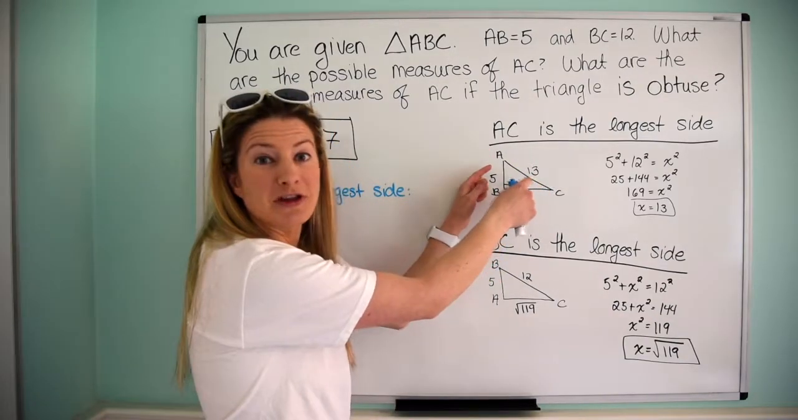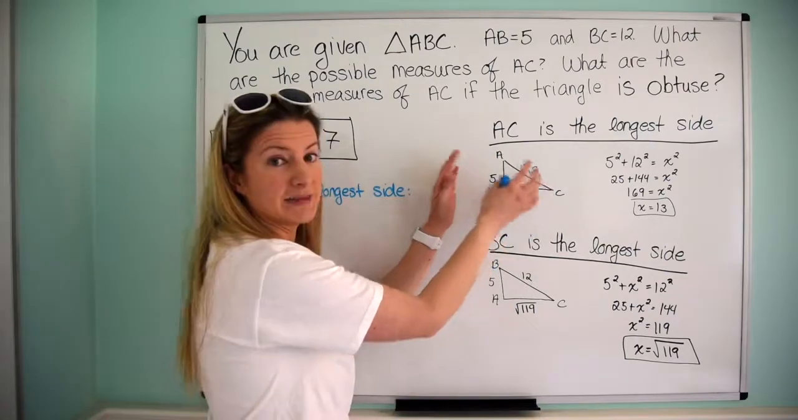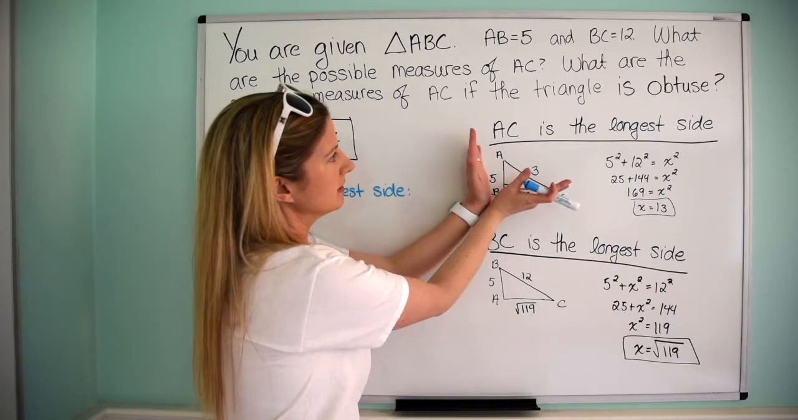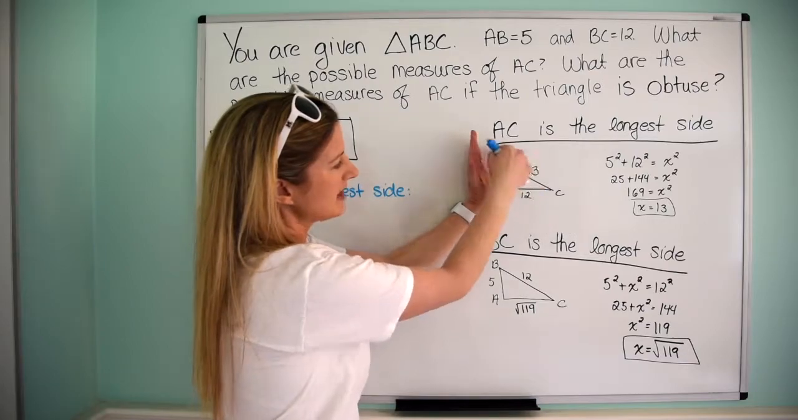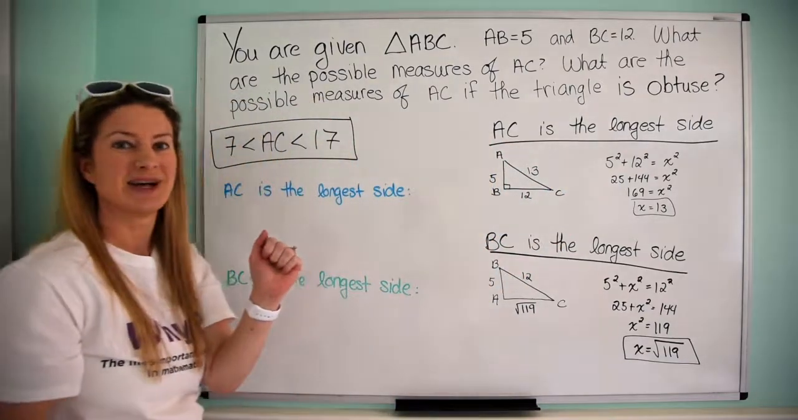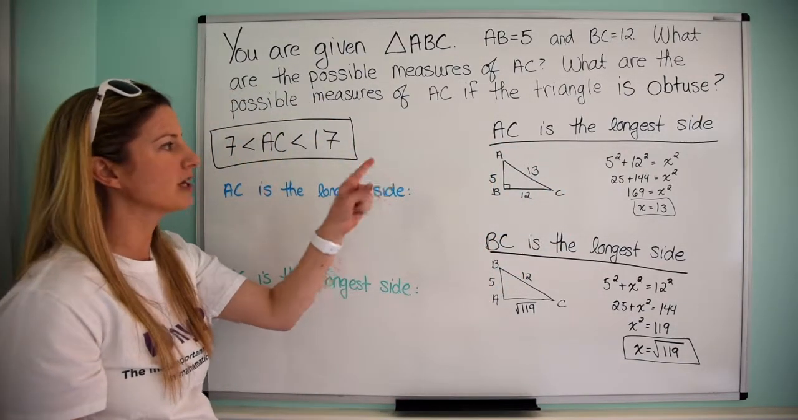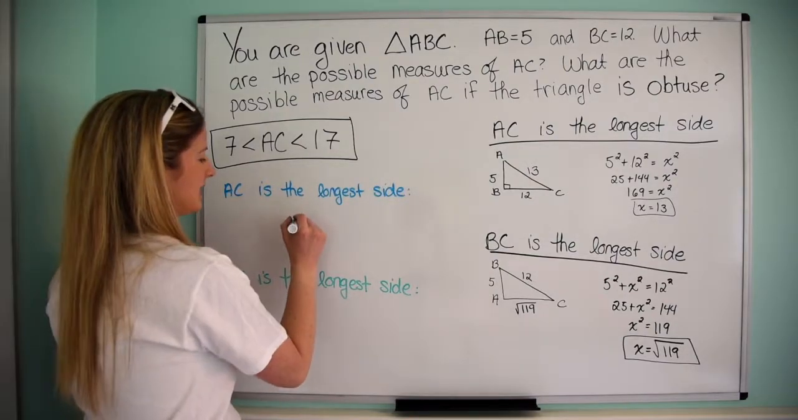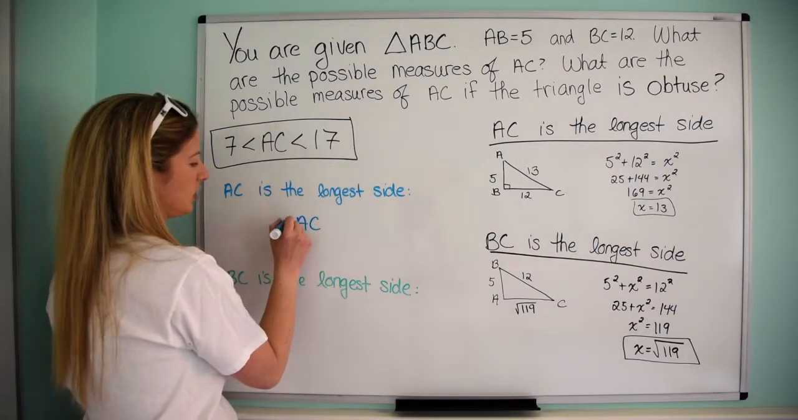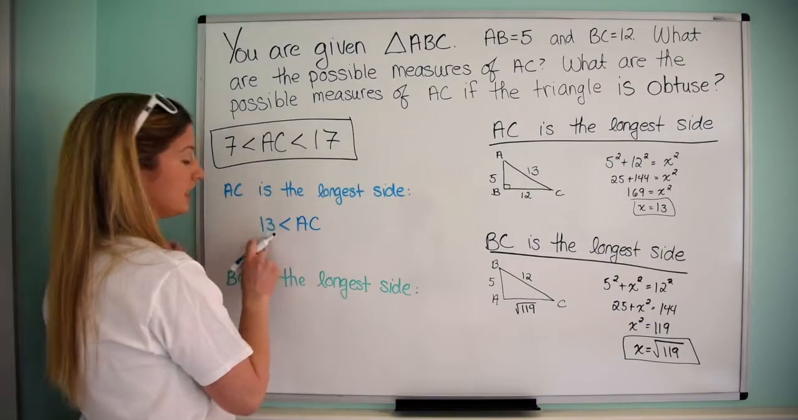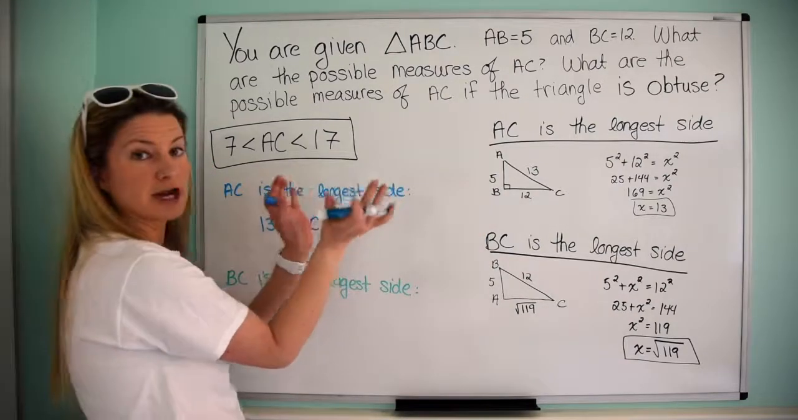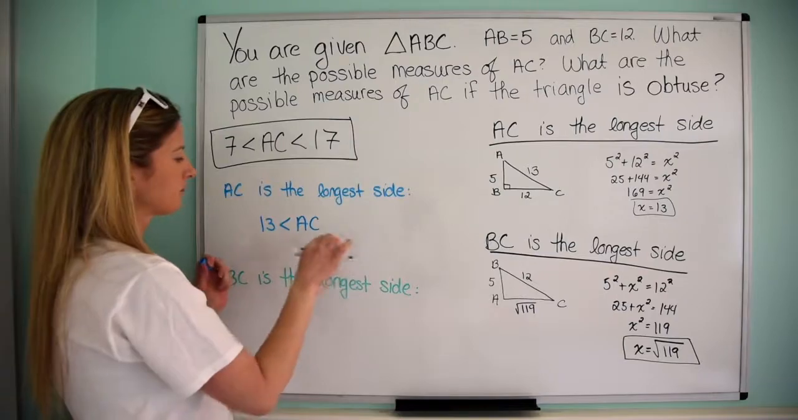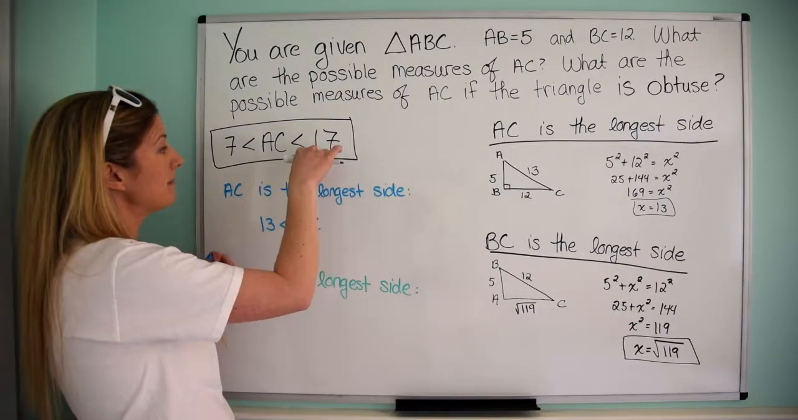It had to be bigger than 13. If it's a right triangle, AC could be 13 and that works. But if it's an obtuse triangle, we opened it up and this needs to be longer to connect. So therefore we know that AC must be greater than 13, because if it is 13, it's going to be right, and anything greater, that's when we created that obtuse angle. Okay, perfect.